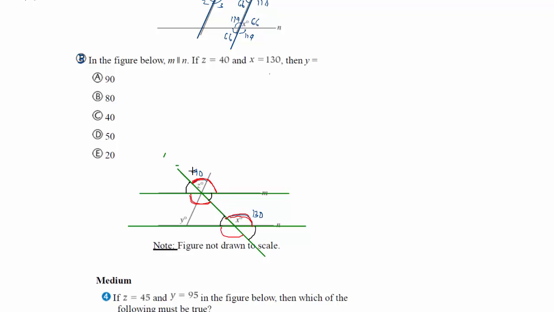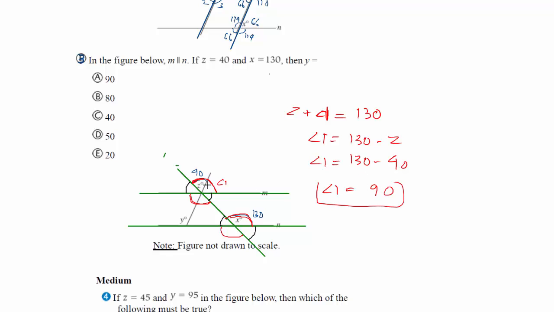So in case of red angles, you're having Z plus this angle here. Let's take it as angle 1. So Z plus angle 1, this whole red angle is equal to 130, right? Because all the red angles are equal. So Z plus angle 1 is 130 because they are bigger looking angles. So we can say that angle 1 will be 130 minus Z. Angle 1 will be 130 minus, and Z is already given as 40. So angle 1 is equal to 90, right? So angle 1 is 90.